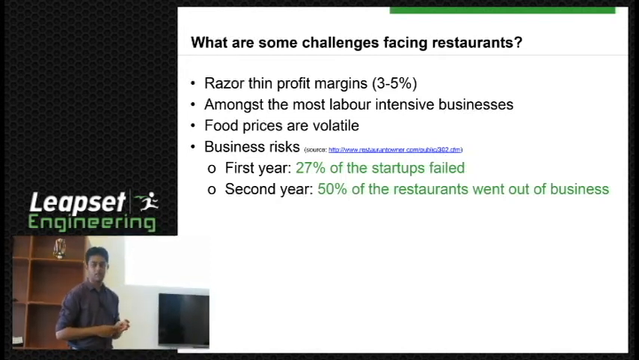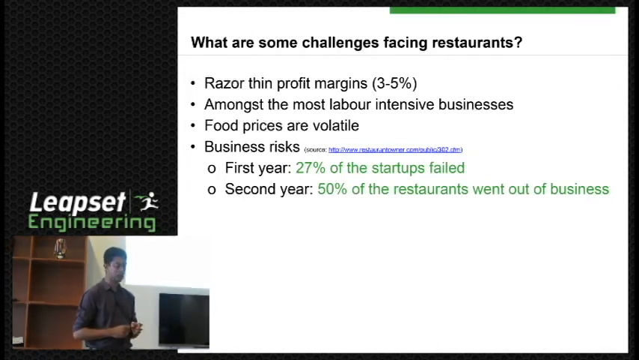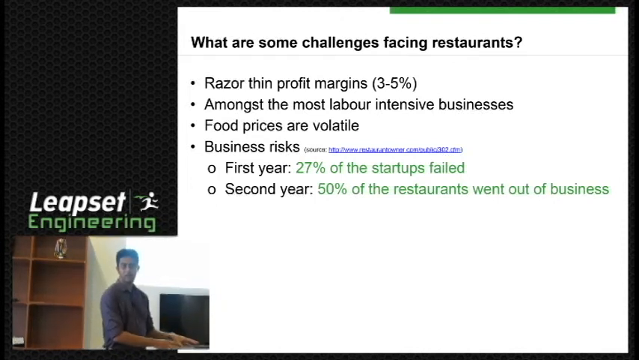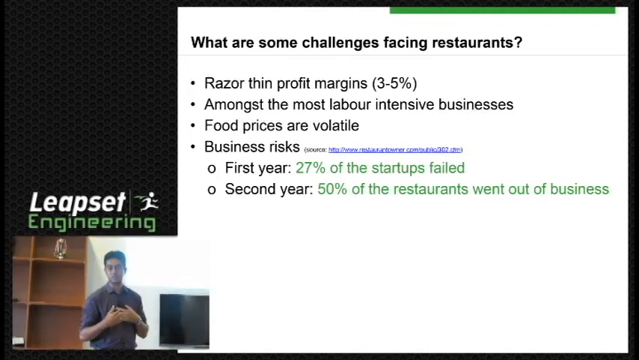They have very thin profit margins, 3 to 5%. It's very labor intensive. Food prices are very volatile, and they have huge business risks. According to research by two universities, at the end of the first year, 27% of all restaurant startups fail. At the end of the second year, 50% of the original startups fail, right? So all the risks that are in the industry will be our risks indirectly. Correct me if I'm wrong.